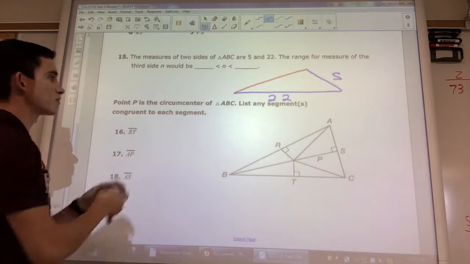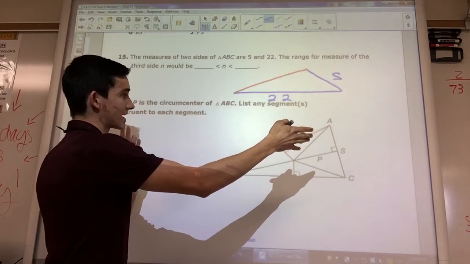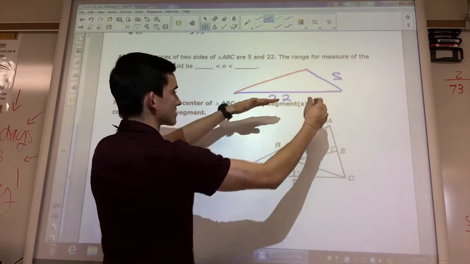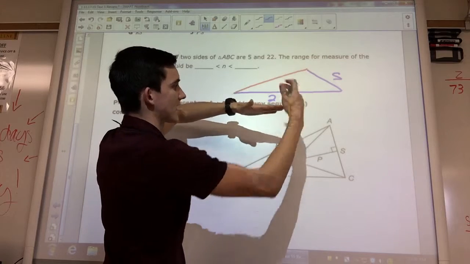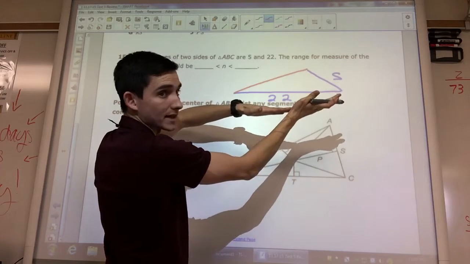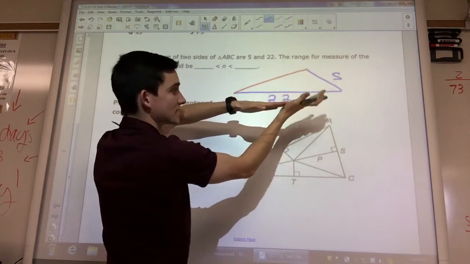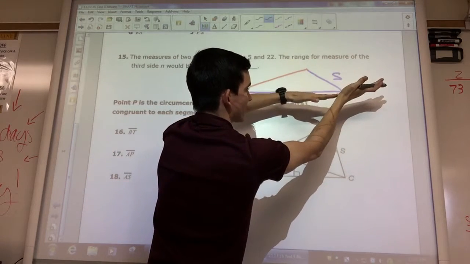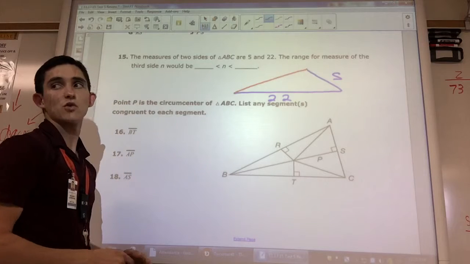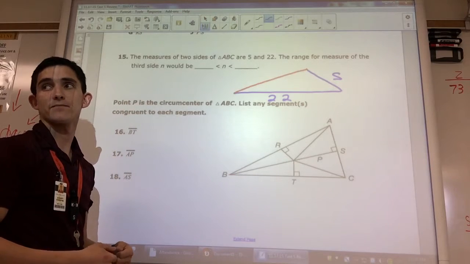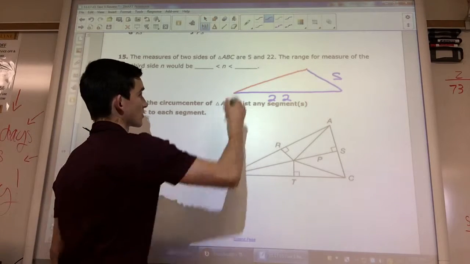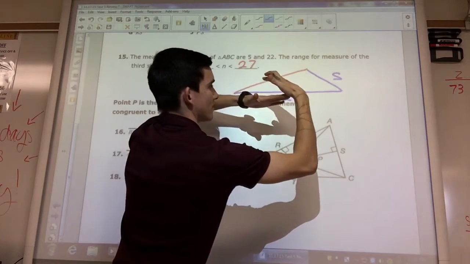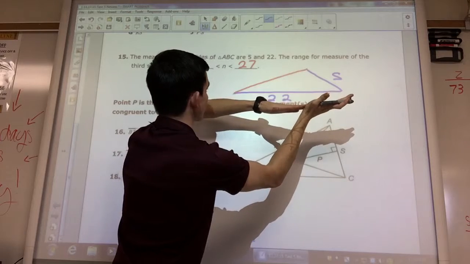And I talked about how if you want the biggest that it could possibly be, you take both of these sides and you add them together. Because imagine if you have a 22-inch side and then a 5-inch side that's completely open like this. That means this red side needs to be 27 inches, at most. So 27. It needs to be at most 27 inches in case that side of 5 is actually open, okay?